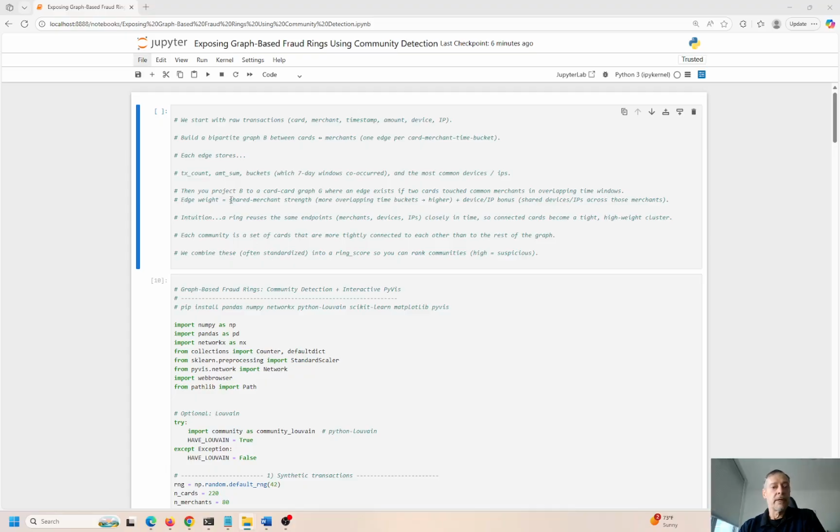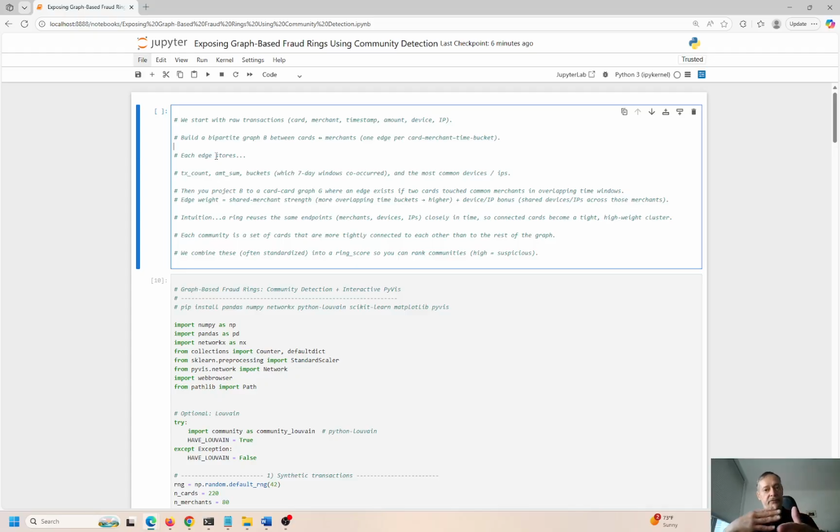Okay, so in the narrative today, I want to focus on using a graph-based technique to find fraud rings, and we are going to leverage community detection. We're going to try to determine how these communities of fraud rings, I believe that's what they're called, operate, and the fingerprints or traces that they leave behind, and use this to figure out where fraud is occurring.